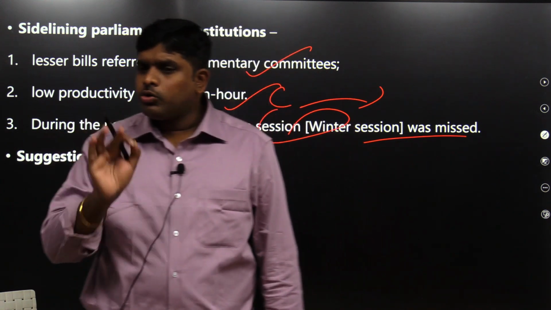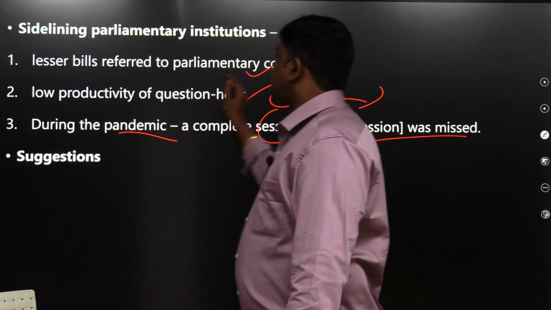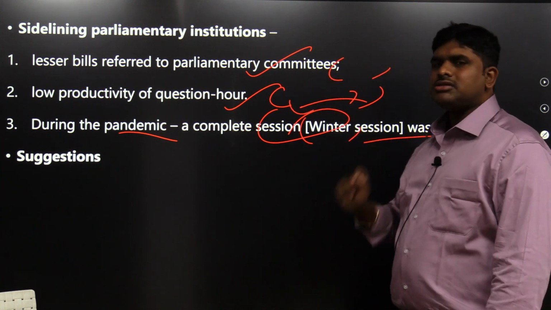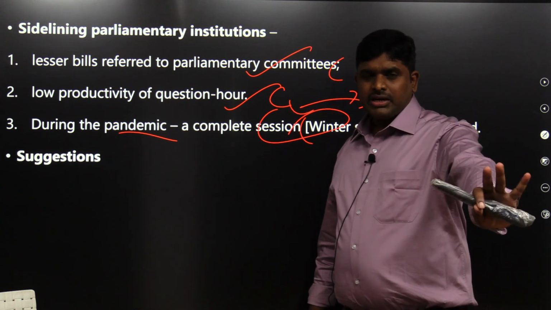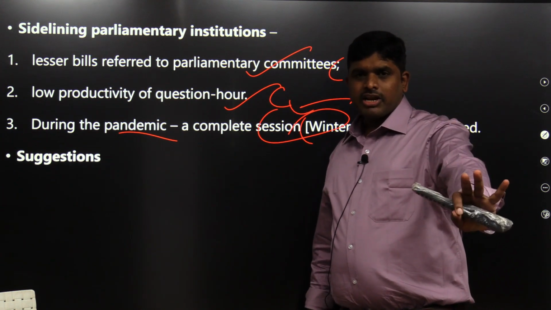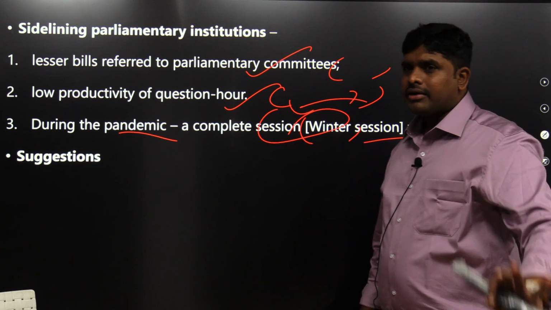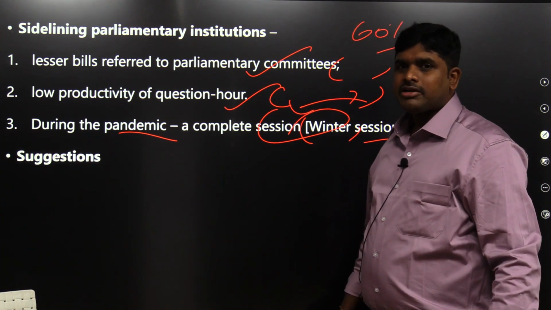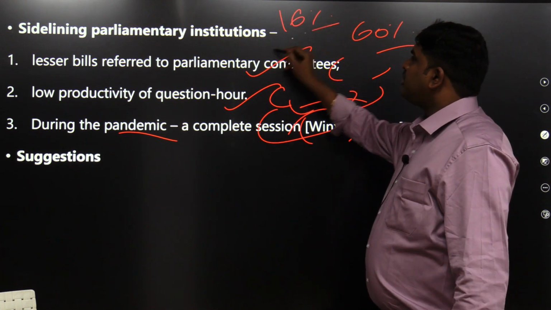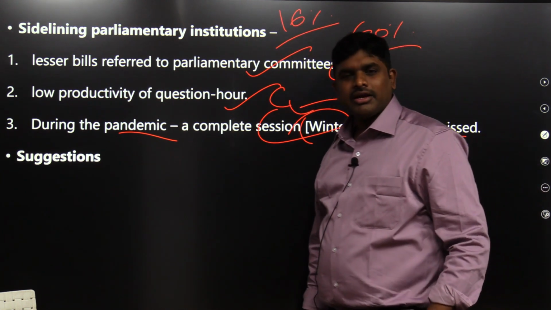So for everything you have to write an example, in brackets: this is an example, this is an example. You know, lesser bills are referred to parliamentary committees. In the present government which is running, earlier 60% of the bills used to go to parliamentary committees. Now 16% of the bills are going to parliamentary committees.